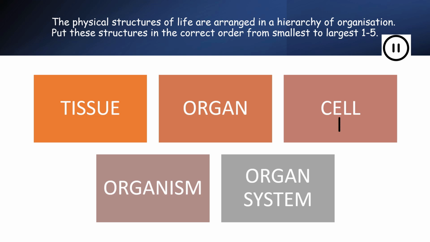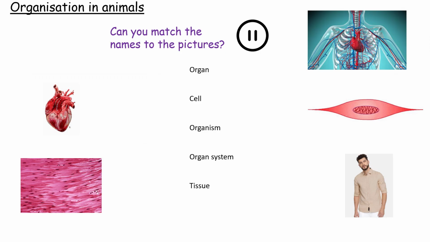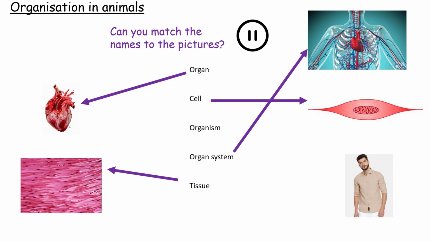Okay, let's go through the answers. Cell is the smallest, followed by tissue. And an organ is made up of tissues, and many organs make up an organ system, and an organism is made up of many organ systems. Pause the video again. Can you match the names to the pictures? Let's go through the answers. Cell, tissue. The organ is the heart. The organ system is the heart and blood vessels. And the organism is the living thing.